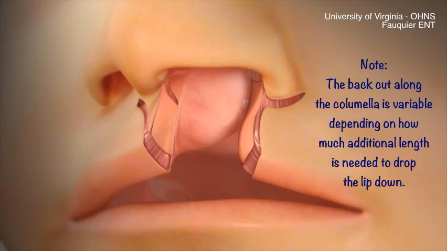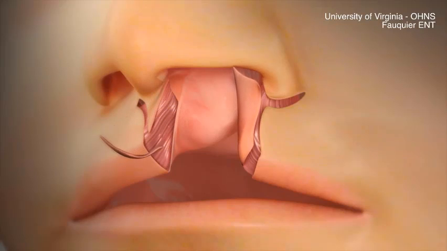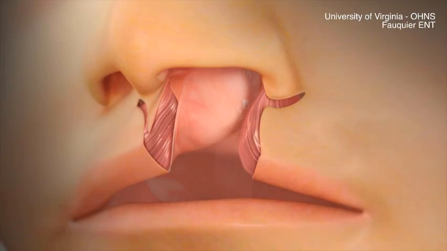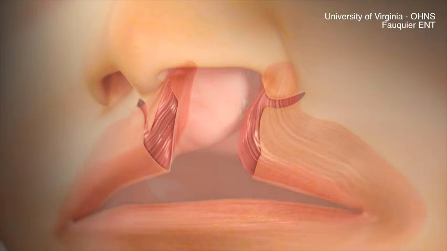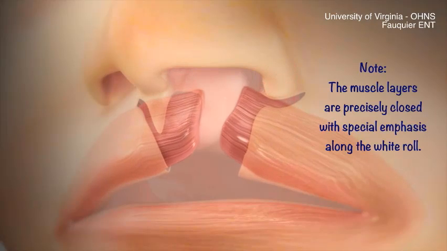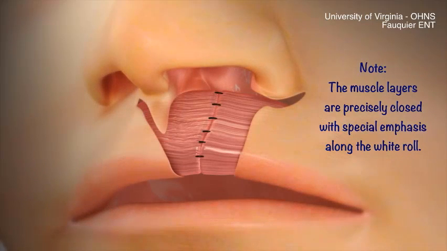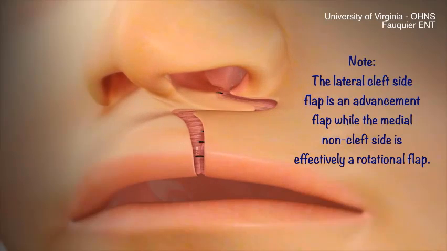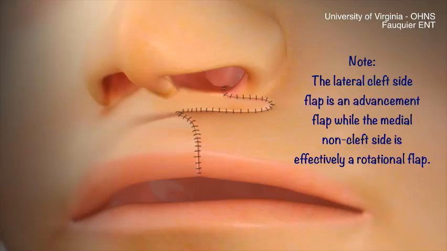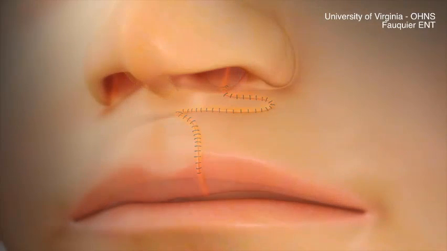Once the skin incisions have been made and the skin flaps undermined, the discarded mucosa is removed. The orbicularis muscle is detached on both sides from the nasal sill region. Once freed, the orbicularis oris muscle, which was oriented vertically, is transposed horizontally. The muscle layers are carefully and precisely closed with special emphasis along the white roll. First, we repair the muscle, and then we repair the skin and the vermilion. Here the lateral flap is an advancement flap, while the medial flap on the non-cleft side is effectively a columella flap, the rotational flap. And this is the scar that will result.